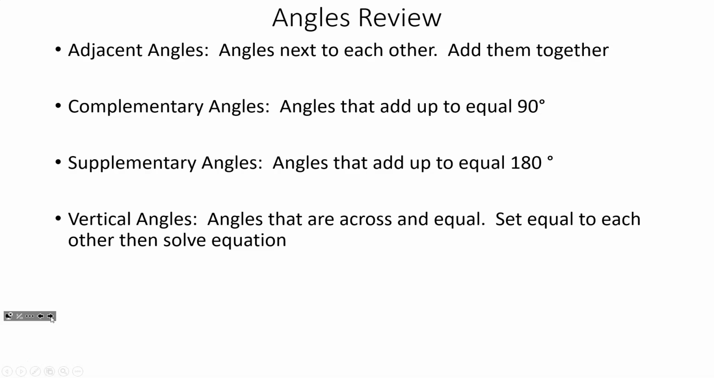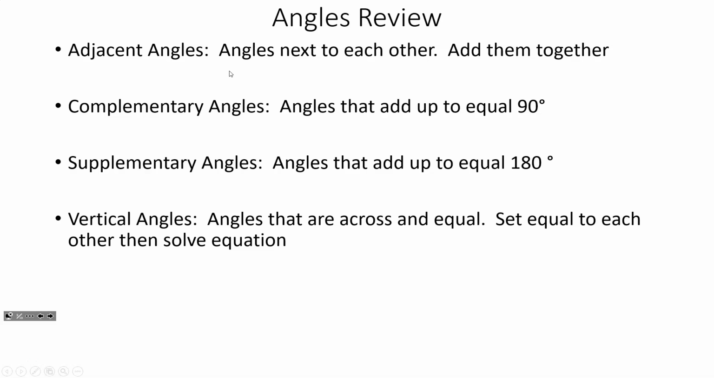So, as far as angles vocabulary, there's 4 types of angles that we've talked about this school year. We talked about adjacent angles, complementary angles, supplementary, and vertical. So adjacent angles are angles that are right next to each other. So if they are right next to each other, we have to remember to add them together.